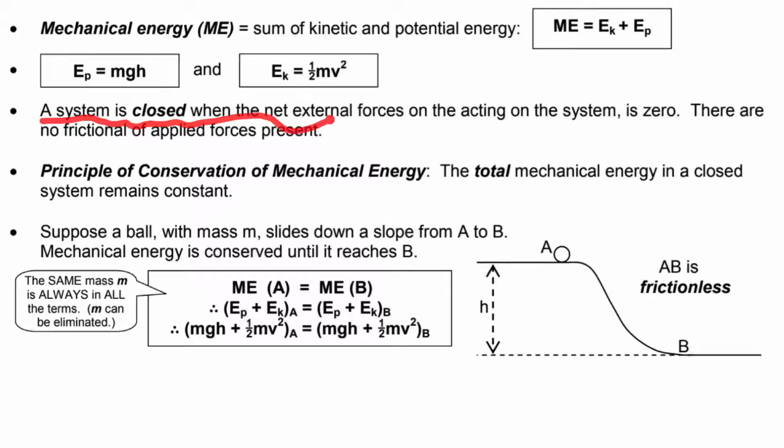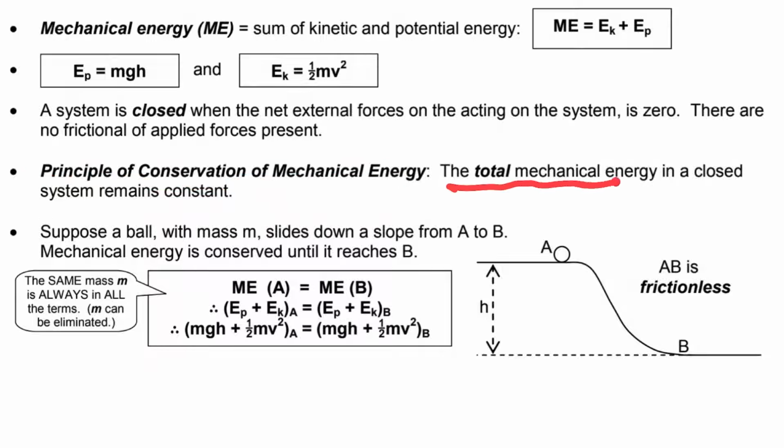A system is closed when the net external force acting on the object is zero. Therefore, no frictional force or applied force is present. Guys, if the system is closed, that means the non-conservative forces are not there. Look at my previous video when I talk about the non-conservative force. So the external forces and non-conservative forces are the same thing. So the system is closed if there are no non-conservative forces. The system is open when there's a non-conservative force, even if it's just one, it doesn't have to be all of them.